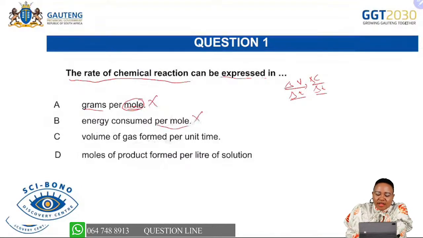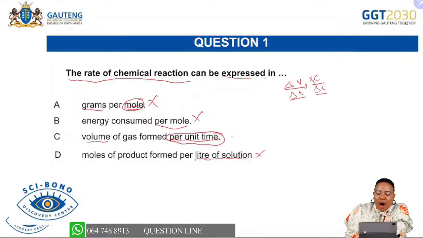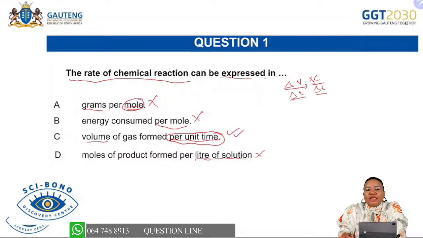However, when you look at this one, the change in volume of a gas per unit time. Yes, we know that we can expect this. Moles of a product formed per liter of a solution is also incorrect. So in all the options that we're given, we only have one change per unit time, which is C. So the correct answer for our question is C. And as you know, multiple choice carries 2 marks, so you need to be careful on the options that you are definitely going to choose.